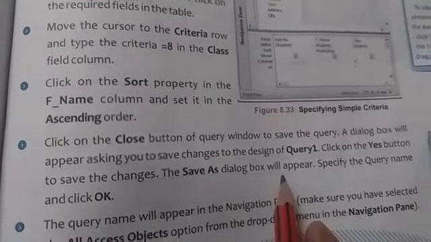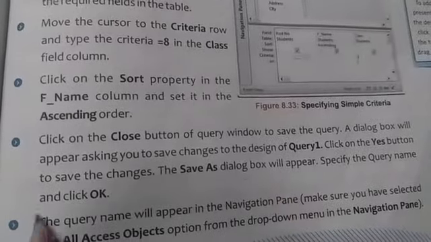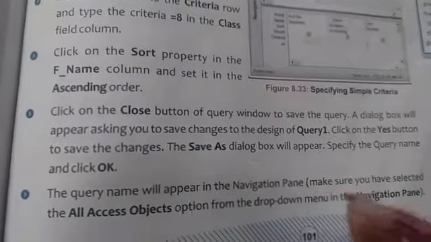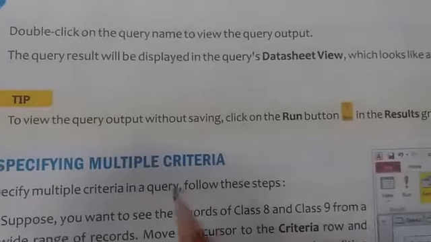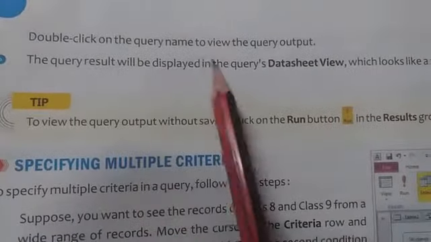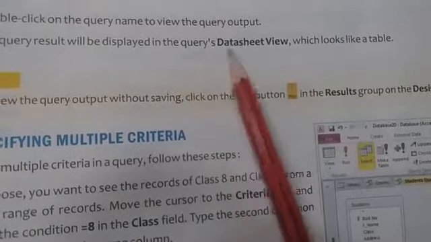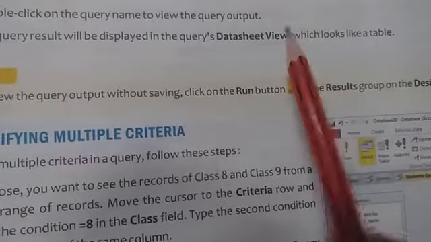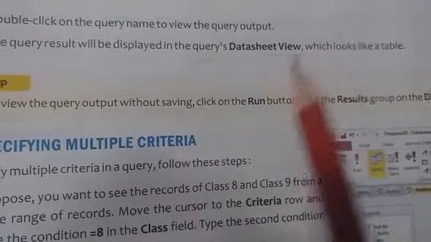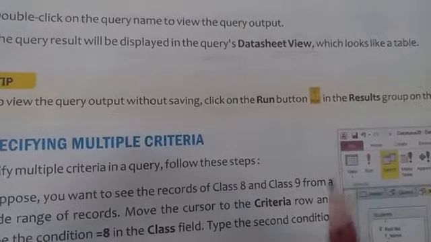Then the save as dialog box you can open to save your documents, and after that you can click on the OK. So for further information you can use the navigation pane. Whenever you have chosen the options from the navigation pane, the query result will be displayed in the queries datasheet view, which looks like a table. After that, according to the selected records and according to the performed query or criteria, it will display data in the datasheet view. And this is the same like a table. In the form of table, it will display information.